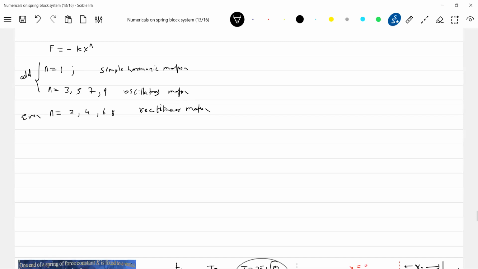So when a force is acting on a system, if it is of this form, we can categorize whether it's SHM or oscillatory. All oscillatory need not be SHM, but all SHM must be oscillatory. Am I right? All SHM will be oscillatory, but all oscillatory need not be SHM according to this condition.